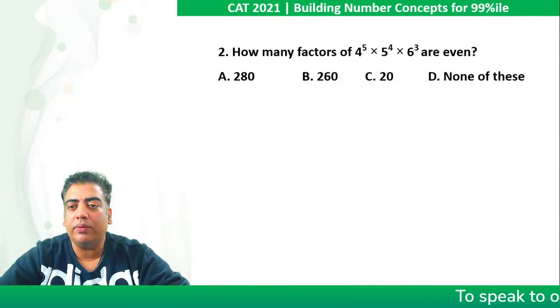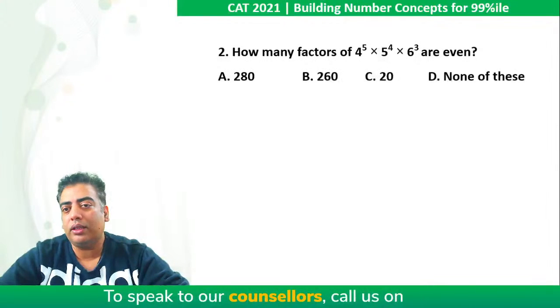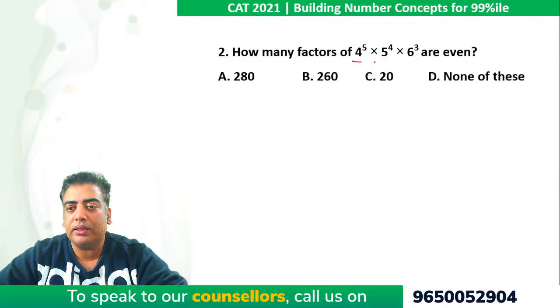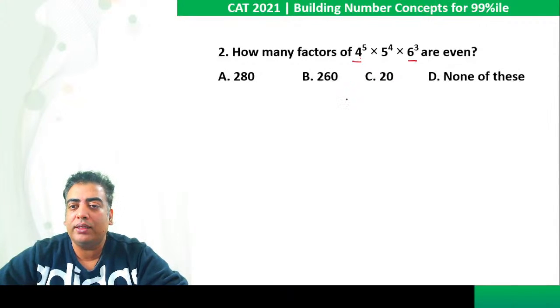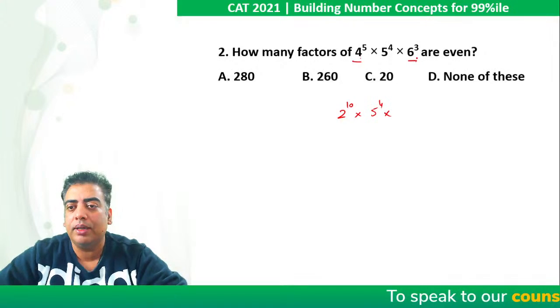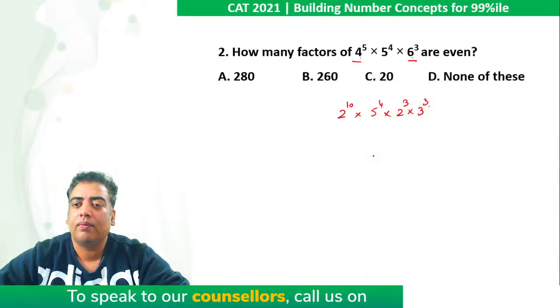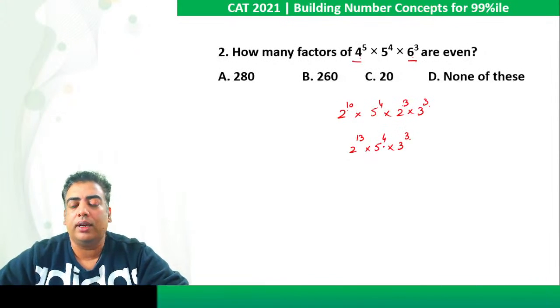Here he says how many factors of this number are even. In order to calculate the total number of factors which are even, again we need to first of all express the number in the powers of prime numbers. So 4 is 2 square, which gives me 2 raised to power 10. 5 will remain the same. 6 is 2 into 3. It will give me 2 cube into 3 cube. Now 10 plus 3, the power of 2 comes out to be 13, into 5 raised to power 4 into 3 raised to power 3.